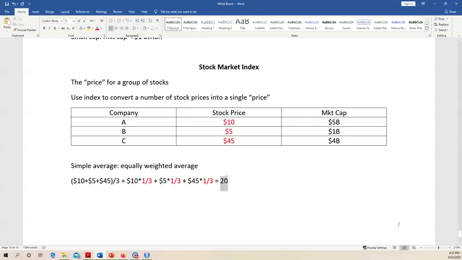This index, this number 20, we can think of as the average price for all three companies. Its current price for this group of 3 stocks is $20. Okay. This is a so-called simple average. But in reality, this method doesn't work very well in the stock market. Why? Because here we have another column.